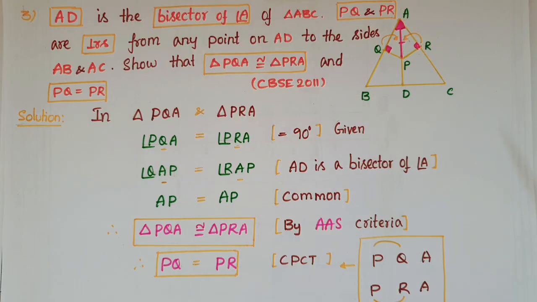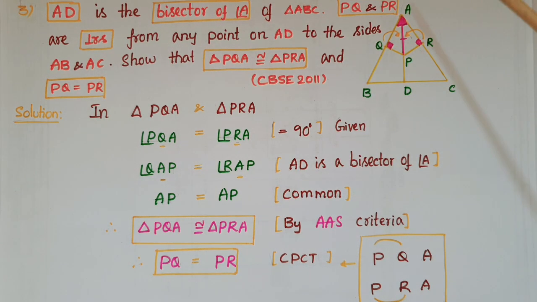This is third problem. This question was asked in CBSE 2011. Here in this problem, in triangle ABC, AD is a bisector of angle A. That means these two angles are equal. And PQ and PR are two perpendiculars from any point on AD to AB and AC. So if you draw from any point to AB a perpendicular, that is PQ, and to AC, that is PR. So we have to show the triangle PQA is congruent to triangle PRA and PQ is equal to PR. These two sides should be equal.